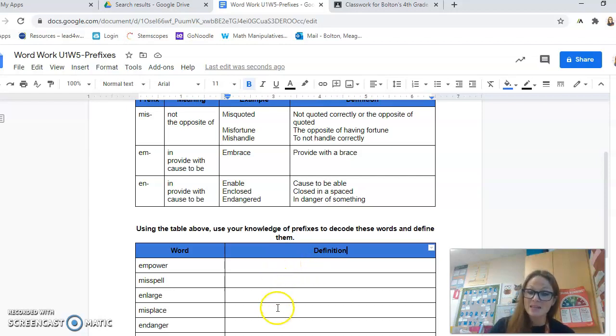So your job is to give me the definition of the words using these prefixes, okay? If you have any questions, please let me know. Do your very best work.